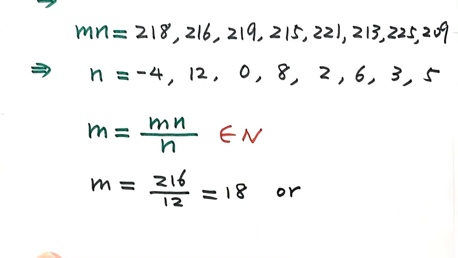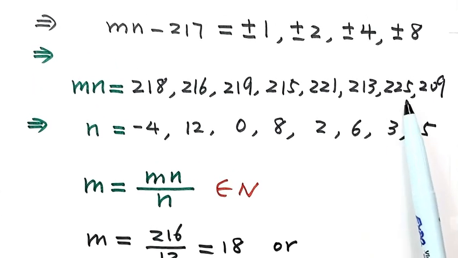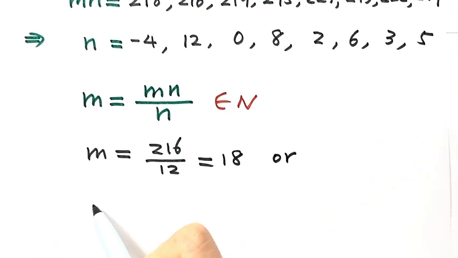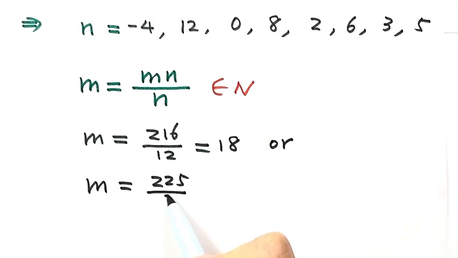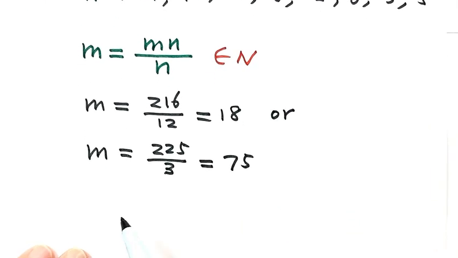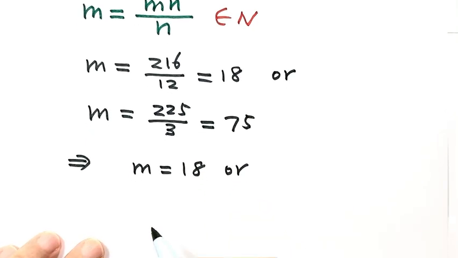So then we check one by one, then there's another solution. The second solution is when mn equals 225 and n equals 3. Then simplify to 75. 75 is an integer. So that means we have two solutions for m. Then m equals 18 or m equals 75. So they are the solutions for m.